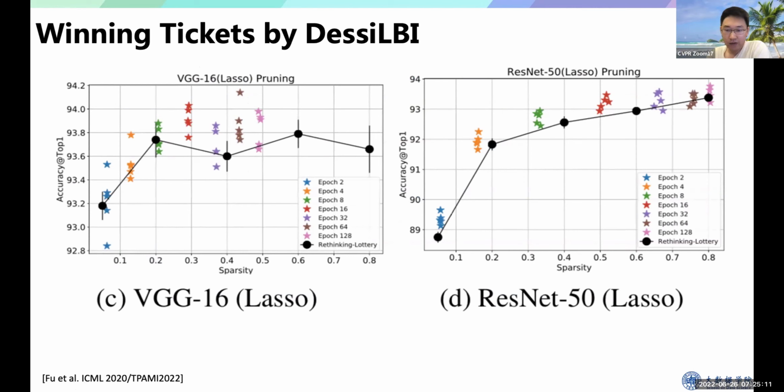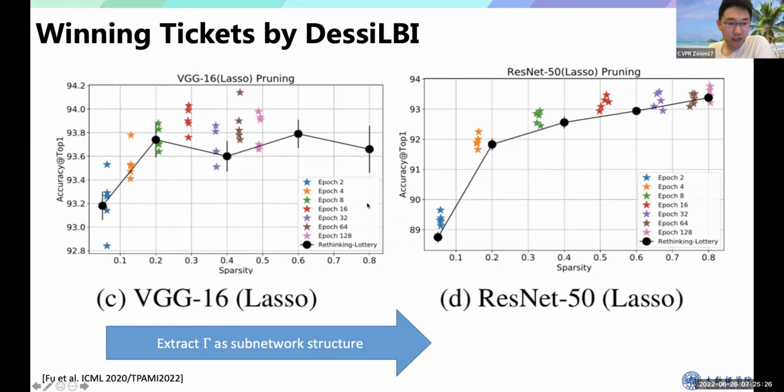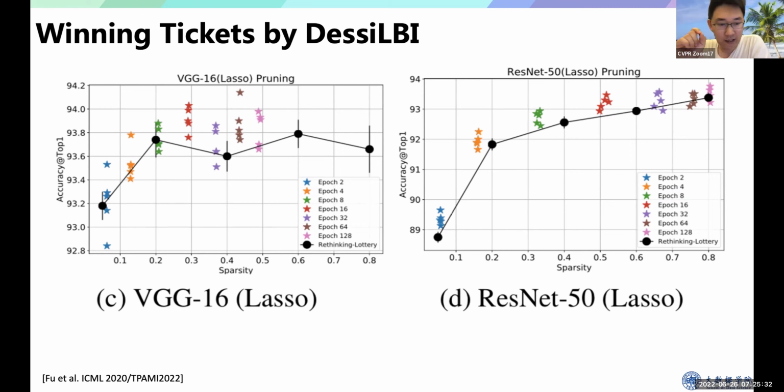This is our result of retraining the subnet selected by gamma. First we train DessiLBI with early stopping. Actually, we can train for only 2, 4, 8, 16 epochs. We try different epochs with early stopping, and then we extract gamma as the subnetwork structure, and then we retrain the subnetwork, and we find the winning tickets.